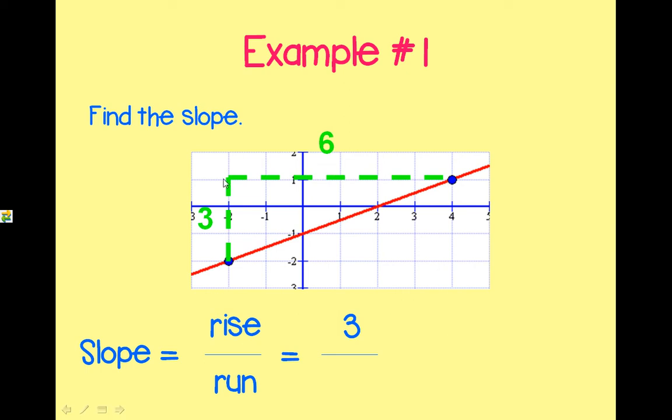So now we have risen 3, run 6. To find our slope, we need to simplify. So our slope is 1/2.